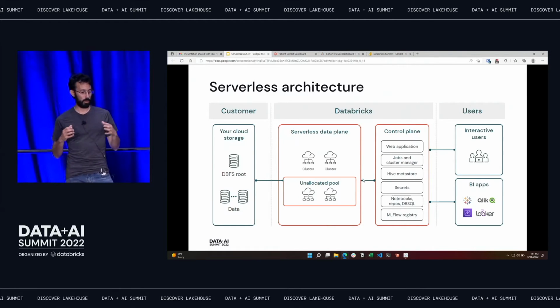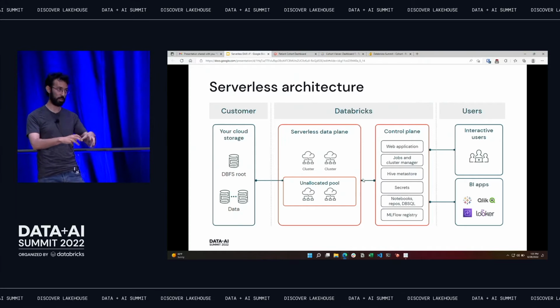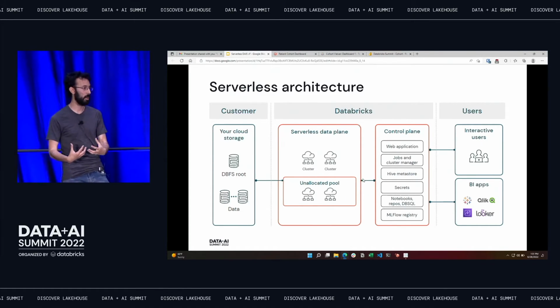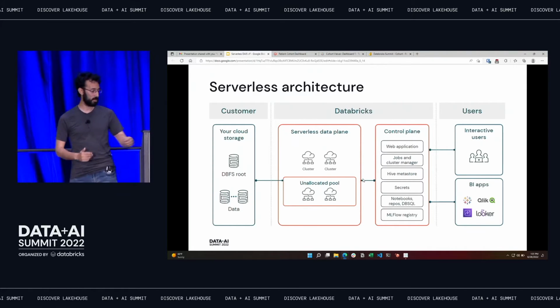One, we now have an unallocated pool. I mentioned that, we always have an instance pool. But also we have multiple clusters. The clusters individually are not shared, but the different clusters are sharing this red bucket. They're in the same data plane. So even for different tenants, you have different clusters in the same data plane.